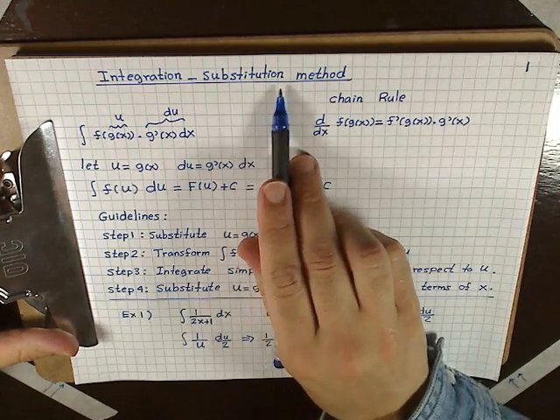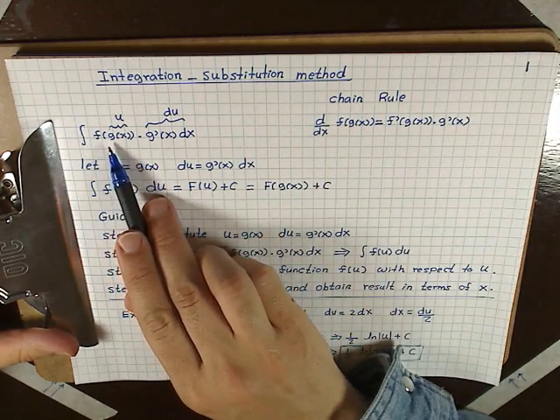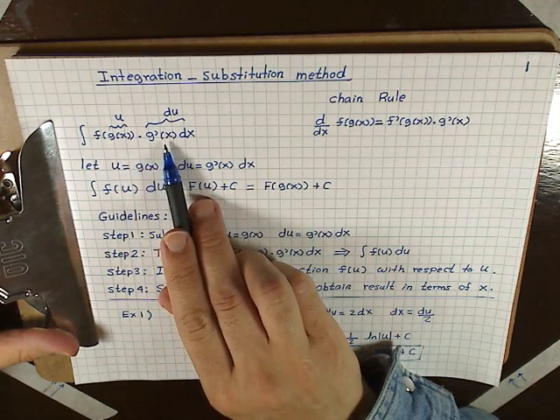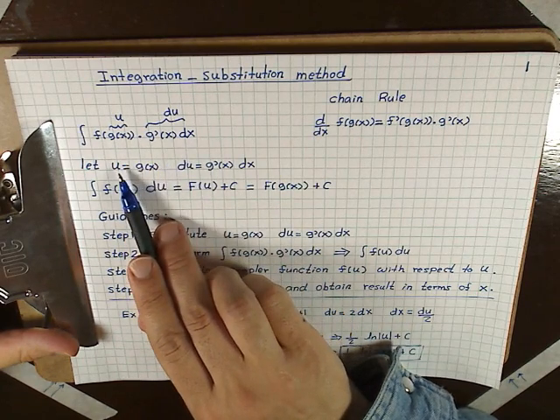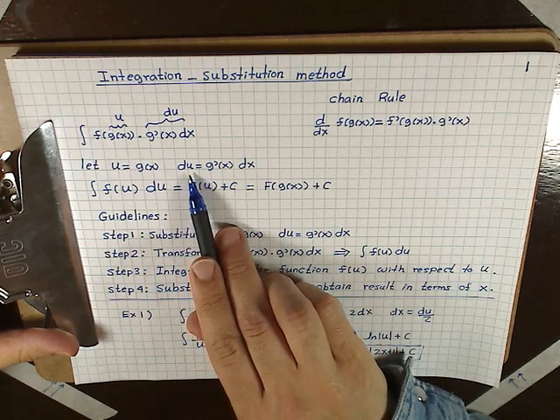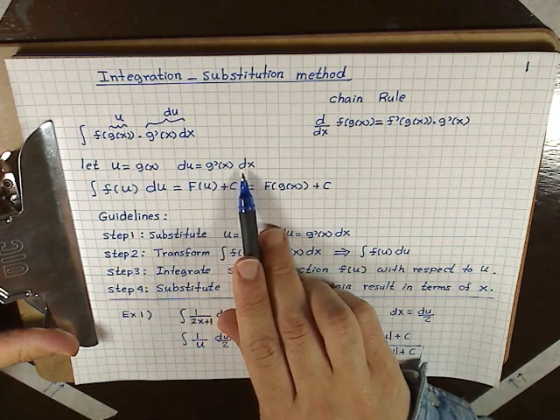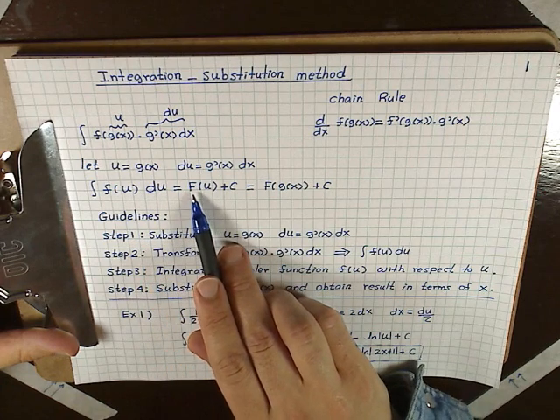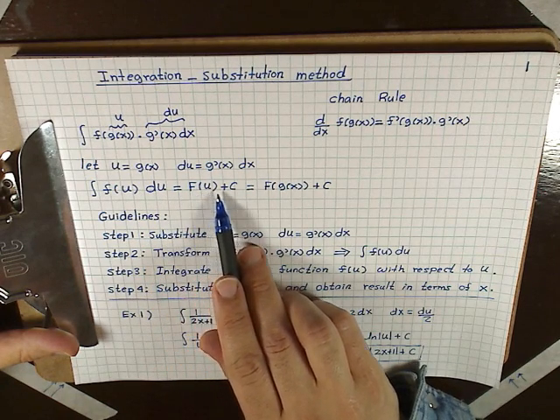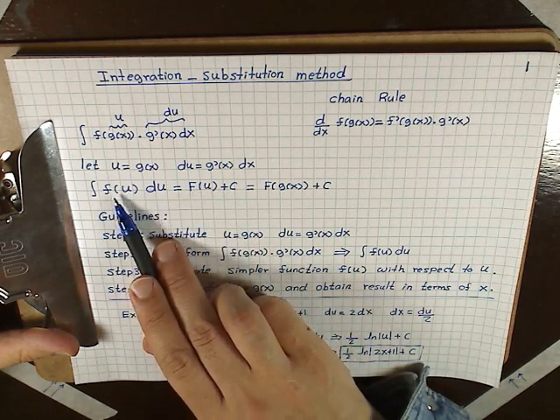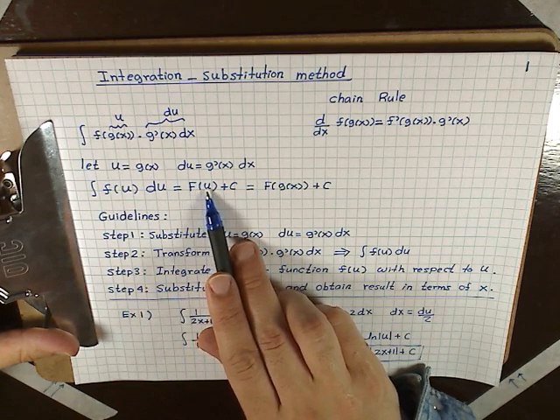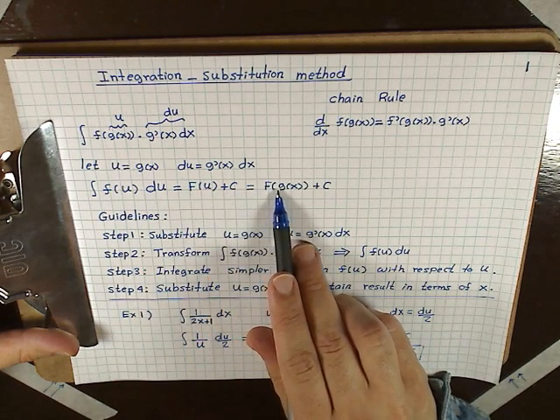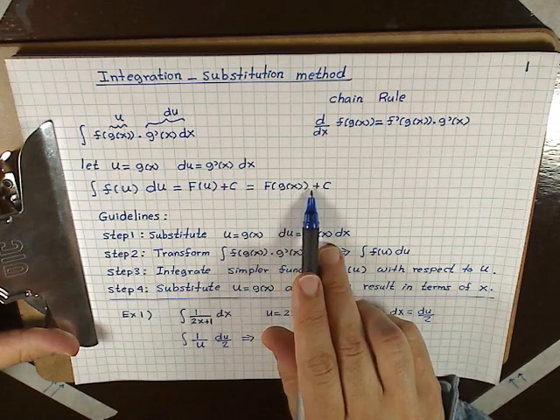Integration, substitution method. Integral f of g of x times g prime of x dx. Let u be equal to g of x, du is equal to g prime of x dx. Integrate f of u du, and you get capital F of u. Capital F is the antiderivative of small f. Capital F of u plus c. Put u back in, capital F of g of x plus c.